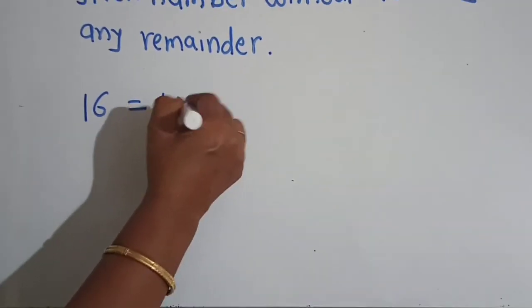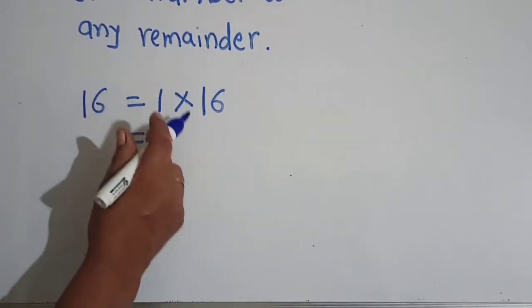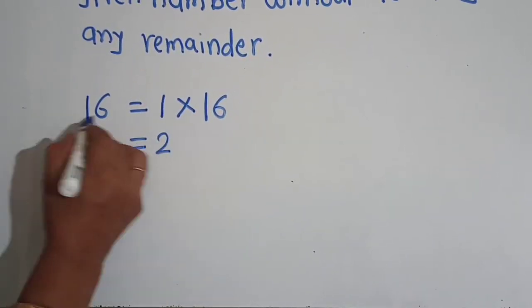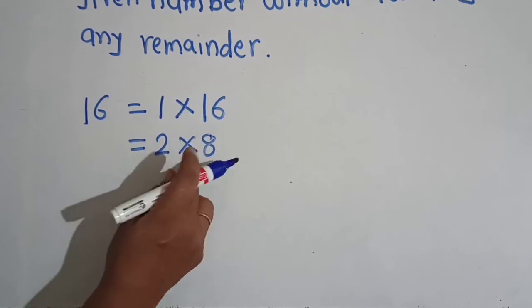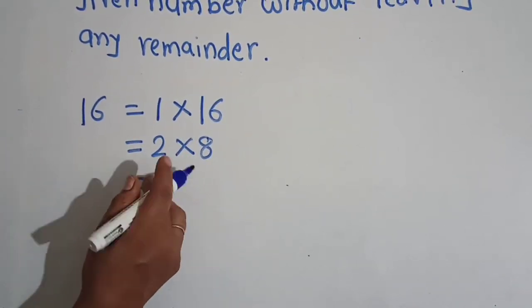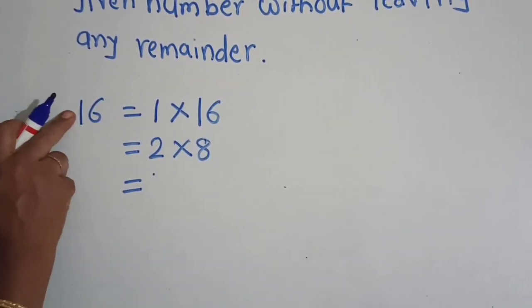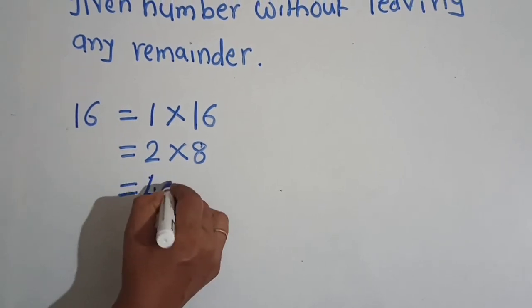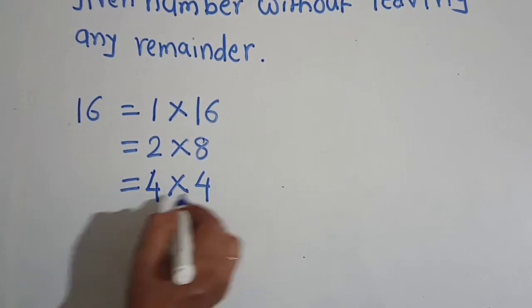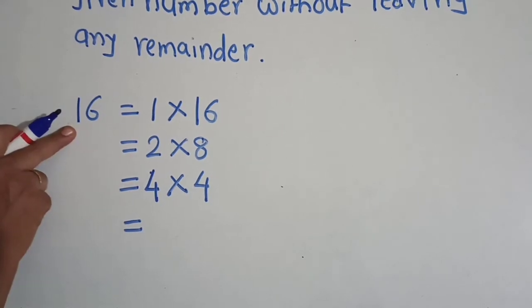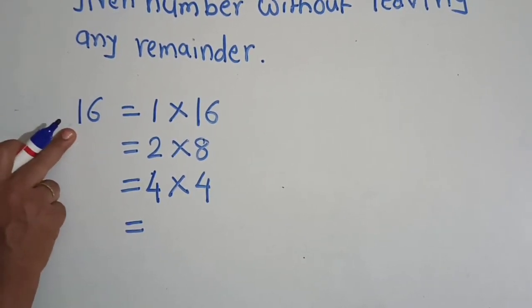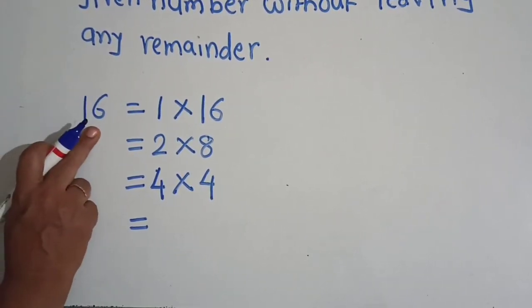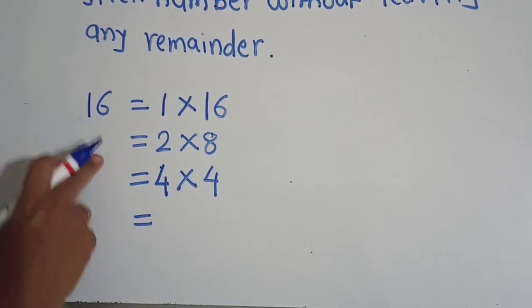See here, 16 is equal to 1 multiplied by 16. After 1, we have to take 2. 2 8s are 16. Then 3, no. In 3's table, there is no 16. Now 4, yes. 4 4s are 16. Now 5, in 5's table, there is no 16. In 5's table, there are 0 and 5 in the ones place.